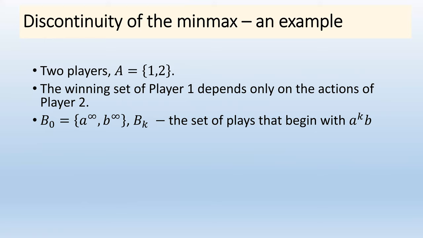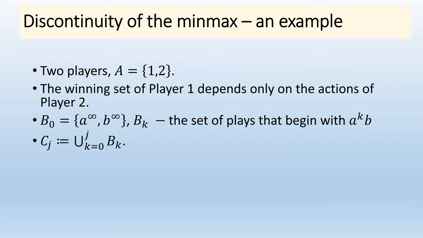BK is a set of plays that begins with all the plays that begin with playing K times action A and then action B. Now we define the increasing sequence of winning sets. CJ is the union of all the BK from K equals zero to K equals J. It's the set of plays such that it's either always A or always B, or K times A followed by B and then continues however, okay?